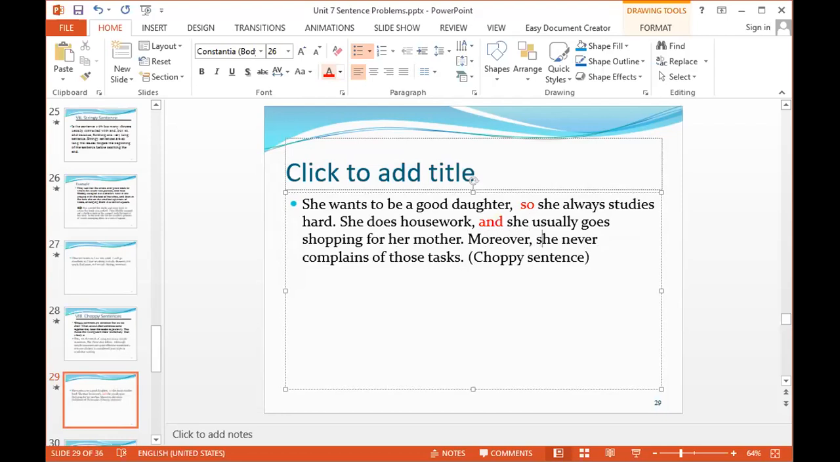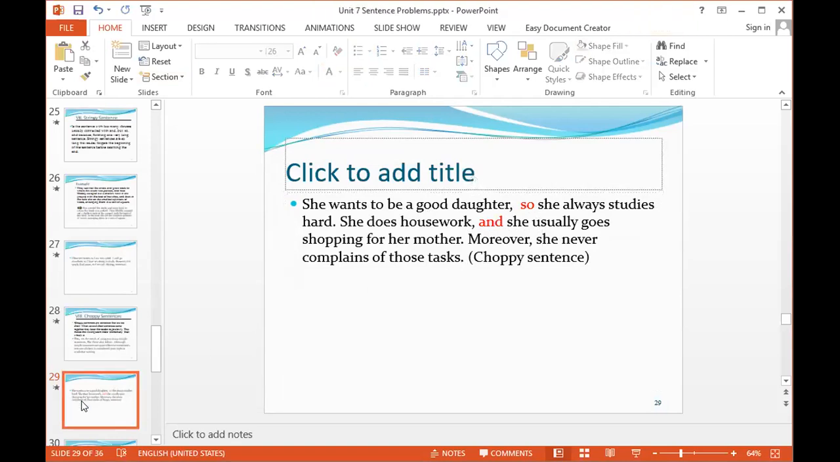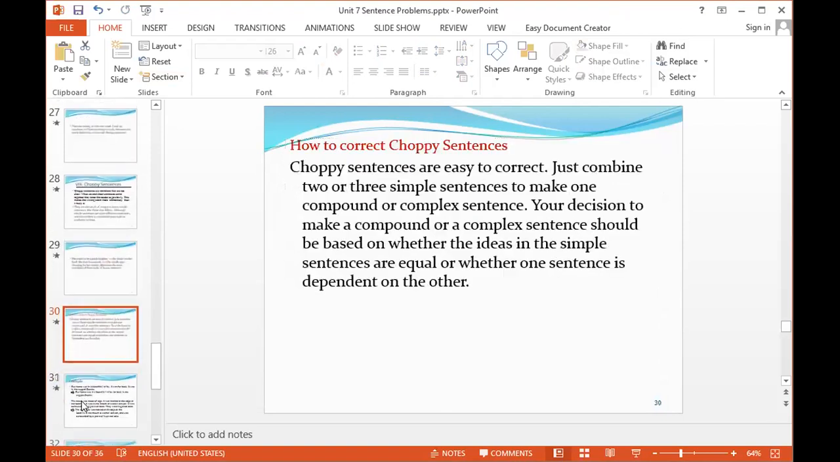So this is about the way that we correct the stringy sentence. Okay. So also the choppy sentence. But don't combine all of them into one. If you combine all of them into one sentence, what do we call it? Stringy. Yeah. Stringy sentence again. Okay, this is about the way we have to avoid the mistake.